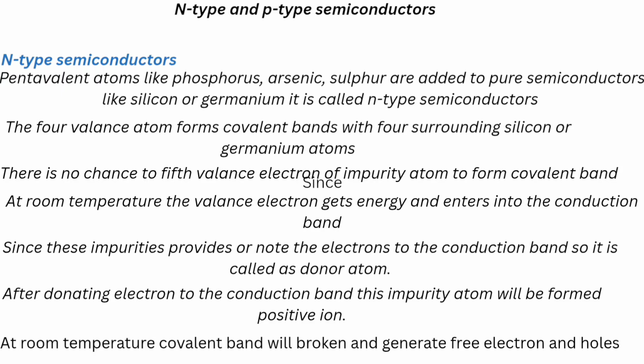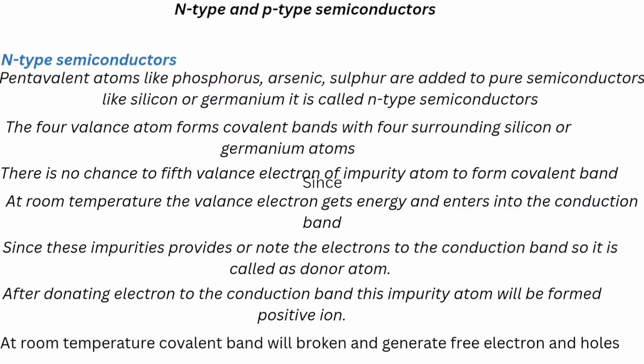So it is donating an electron to the conduction band. That's why it is called a donor. N-type semiconductors are called donors. After donating the electron to the conduction band, that impurity atom will form a positive ion. Remember this, after donating the electron to the conduction band, positive ions will be formed.